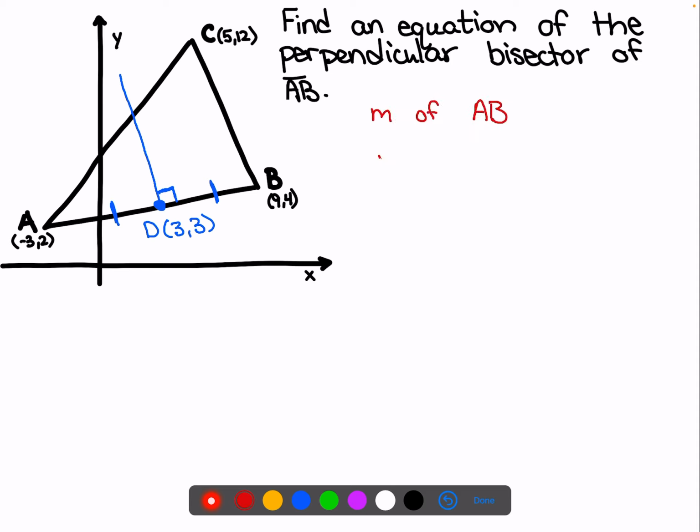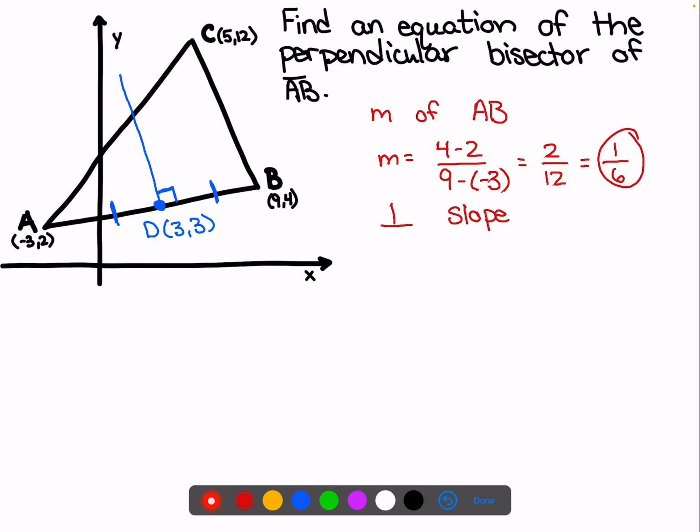well, that will give me m is equal to y2 minus y1 over x2 minus x1. 4 minus 2 is 2. 9 minus negative 3 is 12. 2 over 12 is 1/6. So our slope is 1/6. From here, we know that our perpendicular slope will be the opposite reciprocal of 1/6. Well, the opposite would be negative, and then if I flip my fraction, that will just give me 6. So my slope is going to be -6.